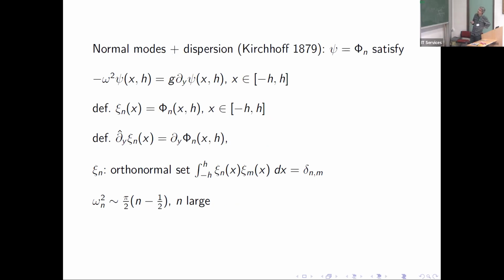Now, little by little, I will start uncovering what these potentials are. Well, here is again the problem of normal modes. It is useful to define their trace at the flat surface, now from -h to h, these two points here. I don't know if you can see this blackboard, by the way.